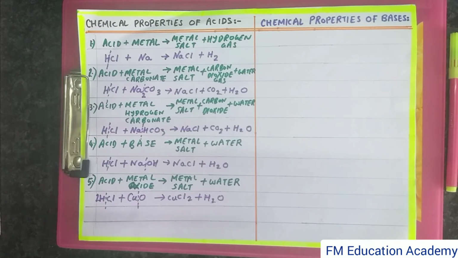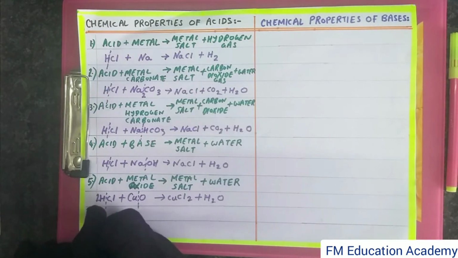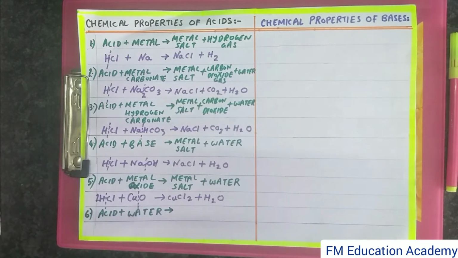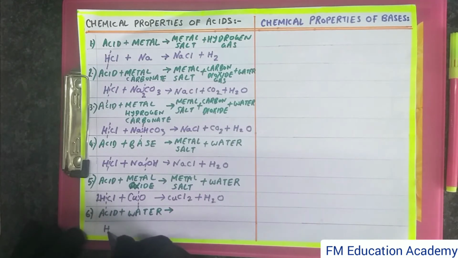The next reaction is what will happen when acid is reacting with water. When acid is dissolved in water, acid reacts with water to form something, or something is released, we'll see there. So here in place of acid I'm taking HCl, and we know the formula of water is H2O. So when acid is reacting with H2O, what is happening?